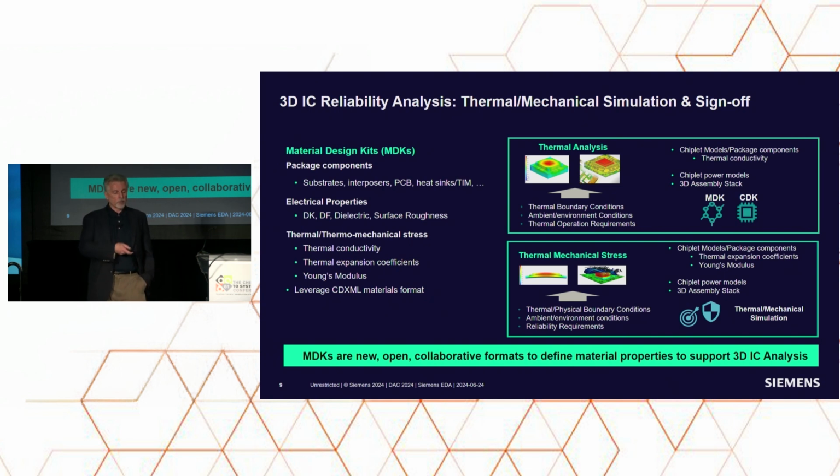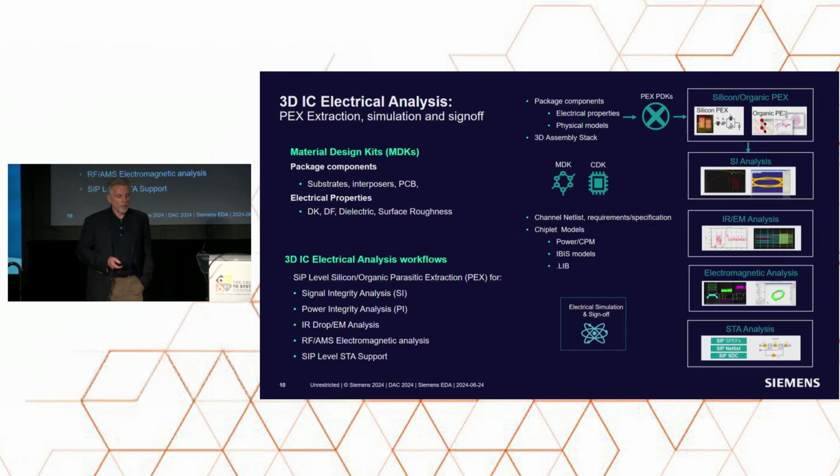So for example, if you're doing the signal integrity analysis, you need to worry about the TK, DF, dielectric constants, surface roughness, et cetera. For thermals, you worry about thermal connectivity, Young's modulus, and all those parameters. And these are used in conjunction with the information from the CDKs and as well as the 3D stack to do the analysis. When we look at electrical analysis, same thing.